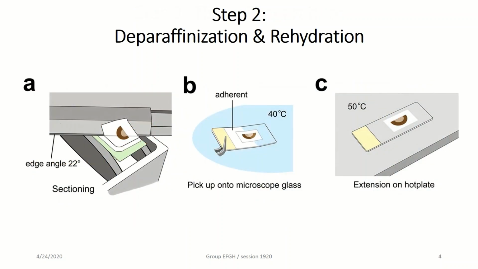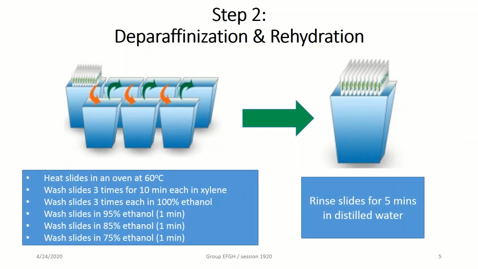For step 2, which is deparaffinization and rehydration, the sectioned slides are picked up and put onto the microscope glass slides, and the slides are placed on a hot plate at 50 degrees. Then the heated slides are put in the oven at 60 degrees Celsius.